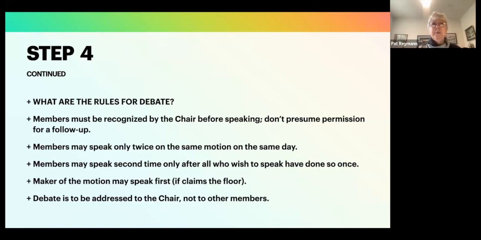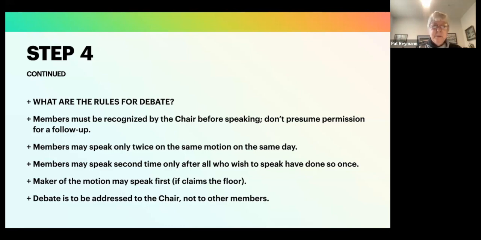Don't ask for permission to speak if you know that there are other people who haven't spoken yet that want to, that are in the line there. Don't do that if you can. And the maker of the motion may speak first if he or she claims the floor.